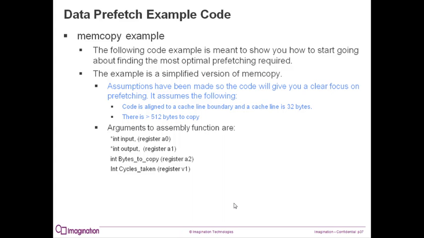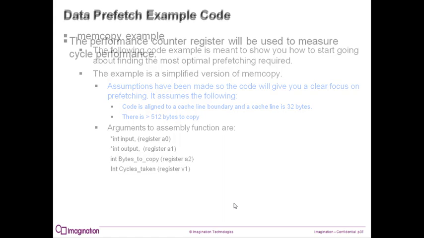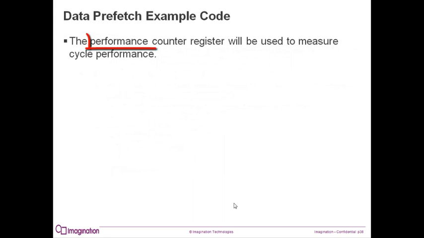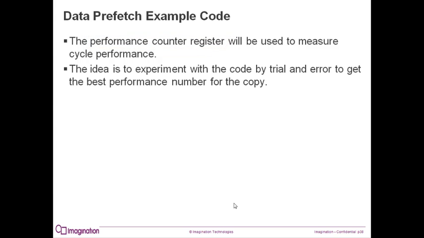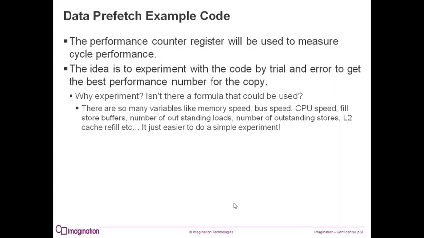Here are the arguments used in the example. I have also included how to use a performance counter register to measure how many cycles the copy takes so you can see how well the code is functioning. For your system, you will need to experiment to see what gives you the best results. There are just too many variables to be able to calculate how prefetching is going to affect your code on your system.